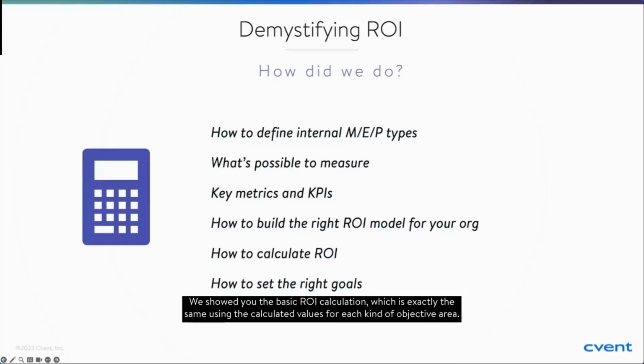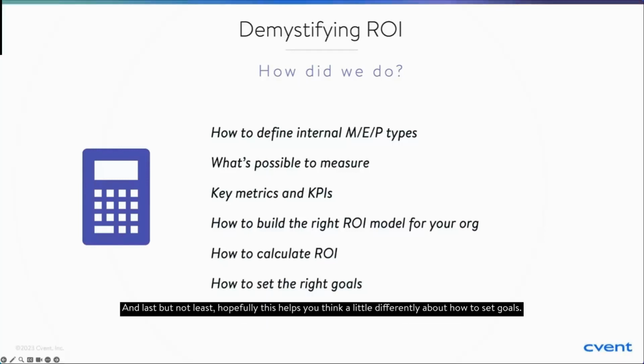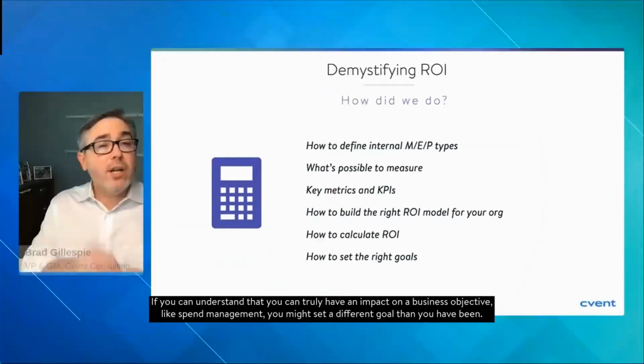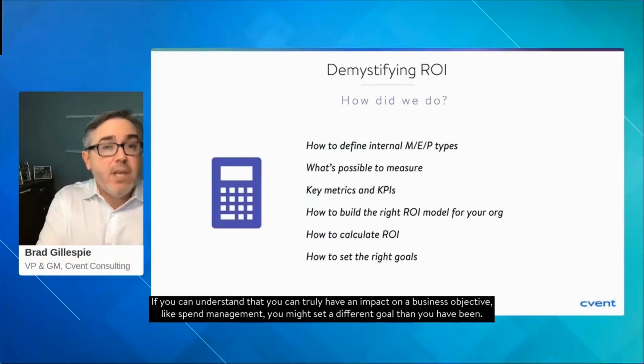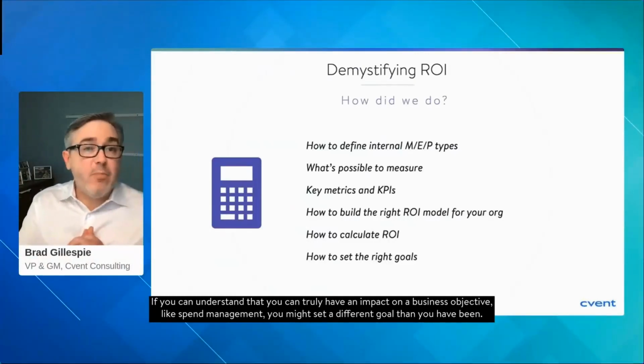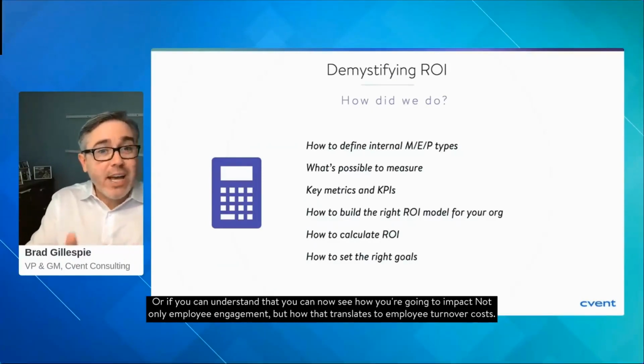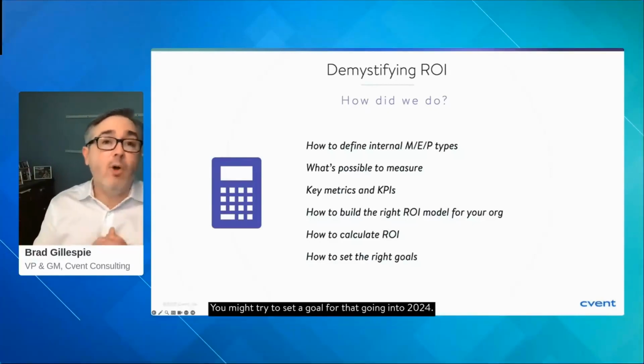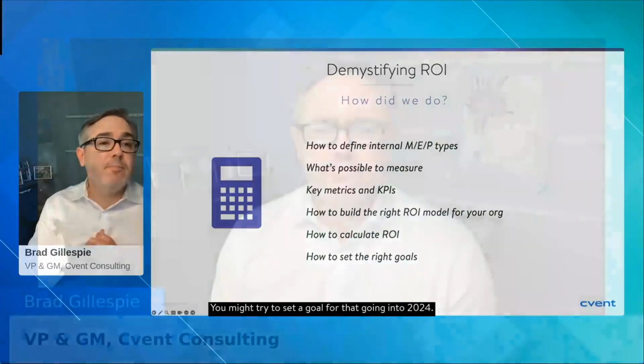objective area. And last but not least, hopefully this helps you think a little differently about how to set goals. If you can understand that you can truly have an impact on a business objective like spend management, you might set a different goal than you have been. Or if you can understand that you can now see how you're going to impact not only employee engagement, but how that translates to employee turnover costs, you might try to set a goal for that going into 2024.